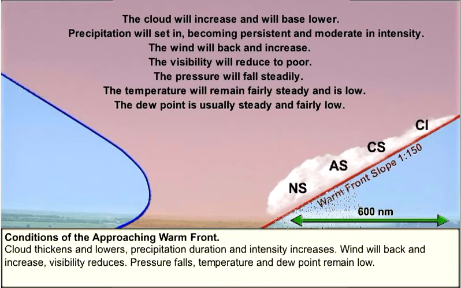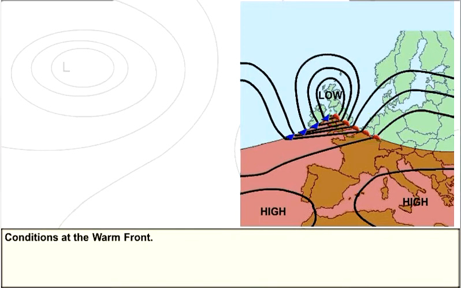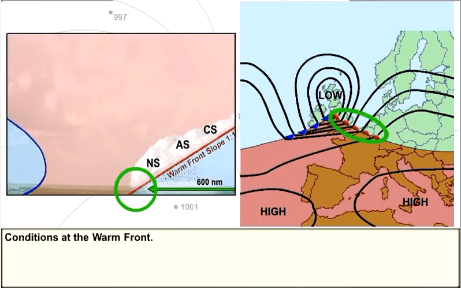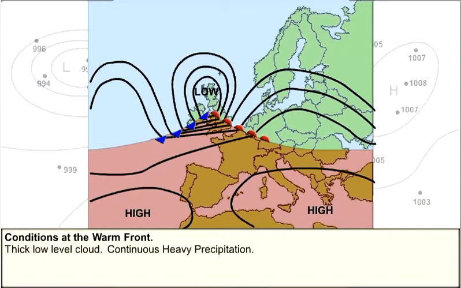Next, we shall consider the weather expected when the surface warm front arrives, as shown here on the plan view and here on the cross-section view. The cloud will be low and remain fairly constant. Precipitation will be continuous and moderate, perhaps heavy. Looking at the plan view, you will notice the wind changes direction quite markedly from here, just before the front, to here, just after the front.